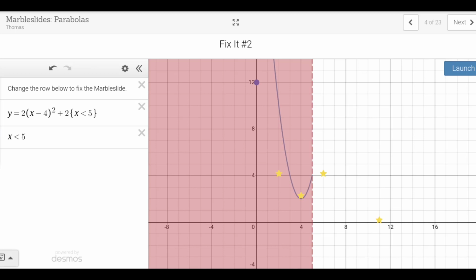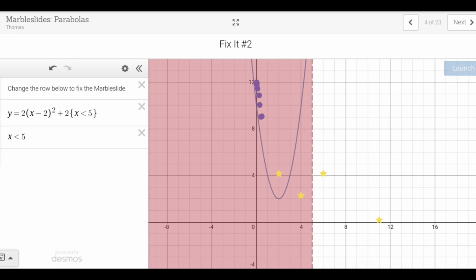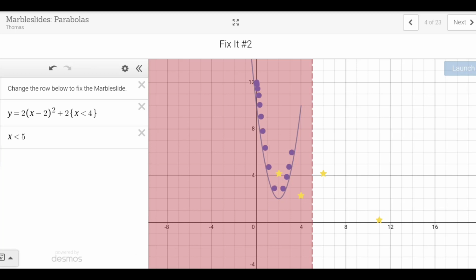Your job is to think about it, since it says change the row below to fix the marble slide. Let's say we need the graph to move over a little bit. What if I change this to a +2? Now when I launch, I pick up a couple of marbles, but it doesn't launch properly. So how about we change the domain restriction? Instead of going all the way to 5, maybe we want to go to 4. So I'll change it to a 4, and now launch and see what happens.